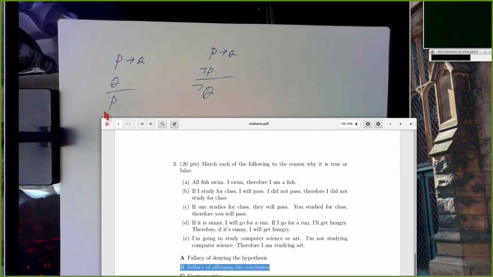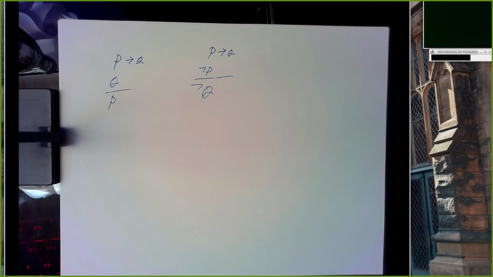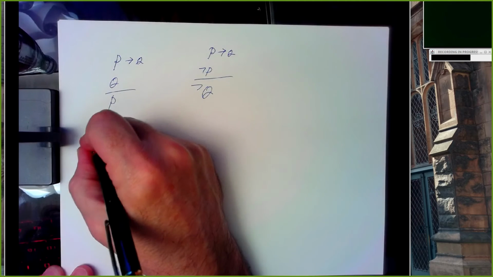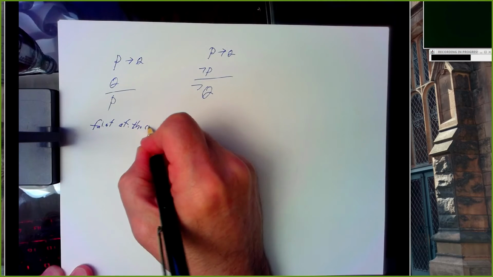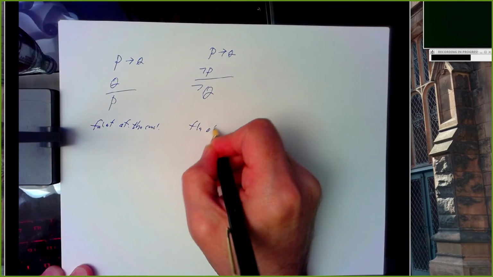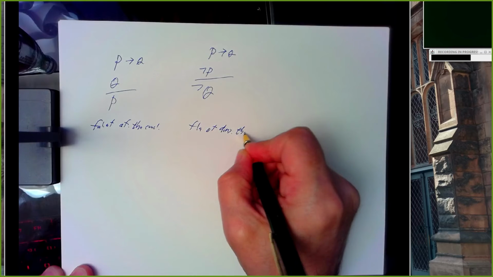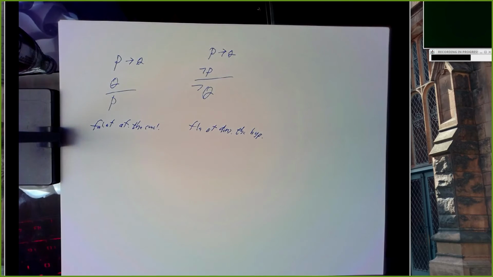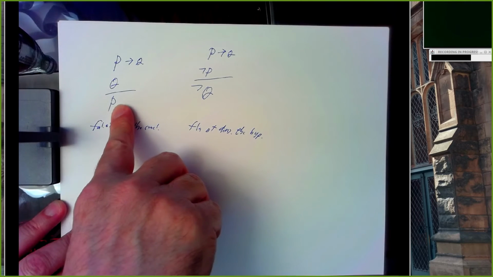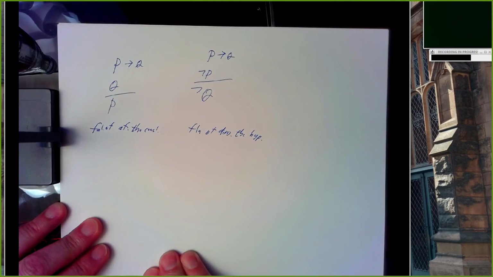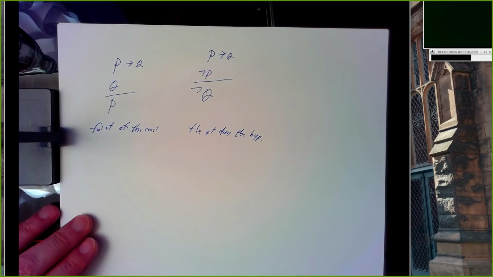And the naming of these, they're just names that were given to these, and this one is just called fallacy of affirming the conclusion, and this is fallacy of denying the hypothesis. And they can feel ambiguous because, in this case the hypothesis turns out to be false, but we don't call it that. It's just called fallacy of affirming the conclusion.